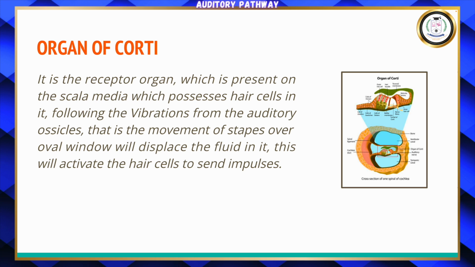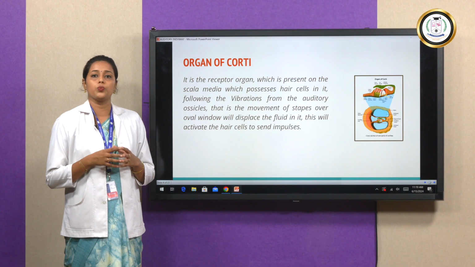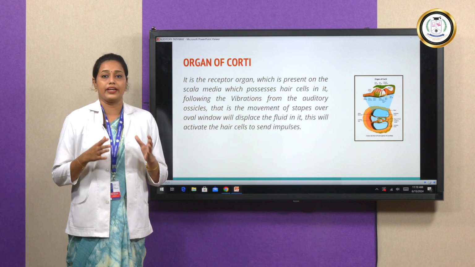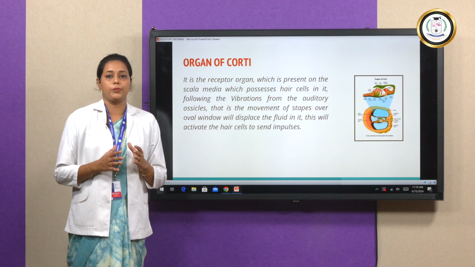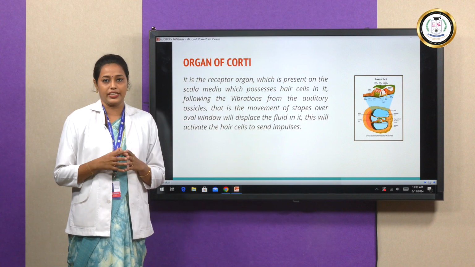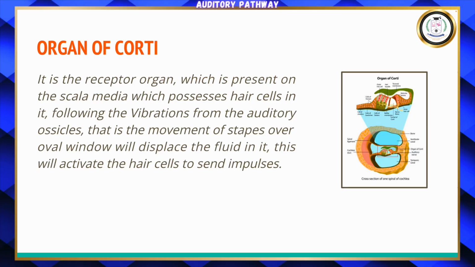So, we have discussed briefly about the organ of Corti in the previous video lecture on internal ear. We know that this organ of Corti is the receptor organ which is responsible for audition. This organ of Corti is present in the scala media, which is one of the compartments in the cochlea. This organ of Corti contains hair cells.